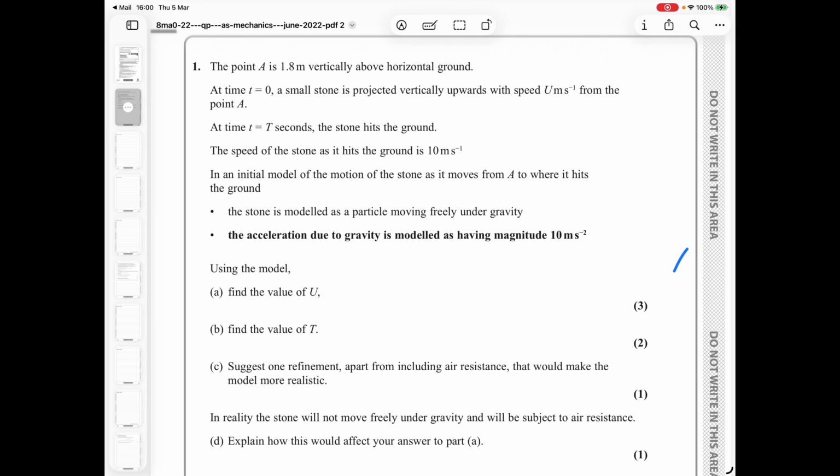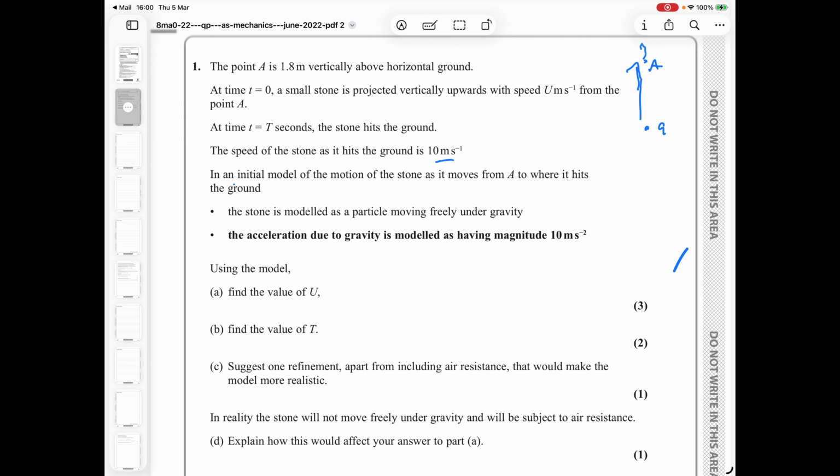Some simple mechanics. Point A is 1.8 meters vertically above the horizontal ground. At time t, a small stone is projected upwards with a speed of u meters per second from the point A. At time t, the stone hits the ground. The speed of the stone as it hits the ground is 10 meters per second.